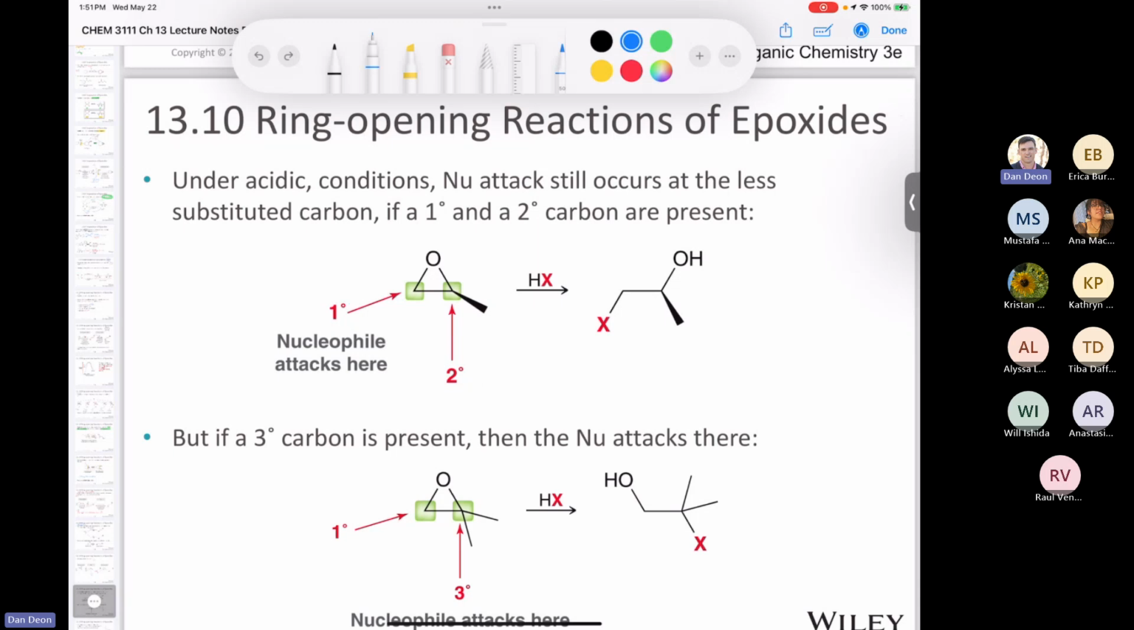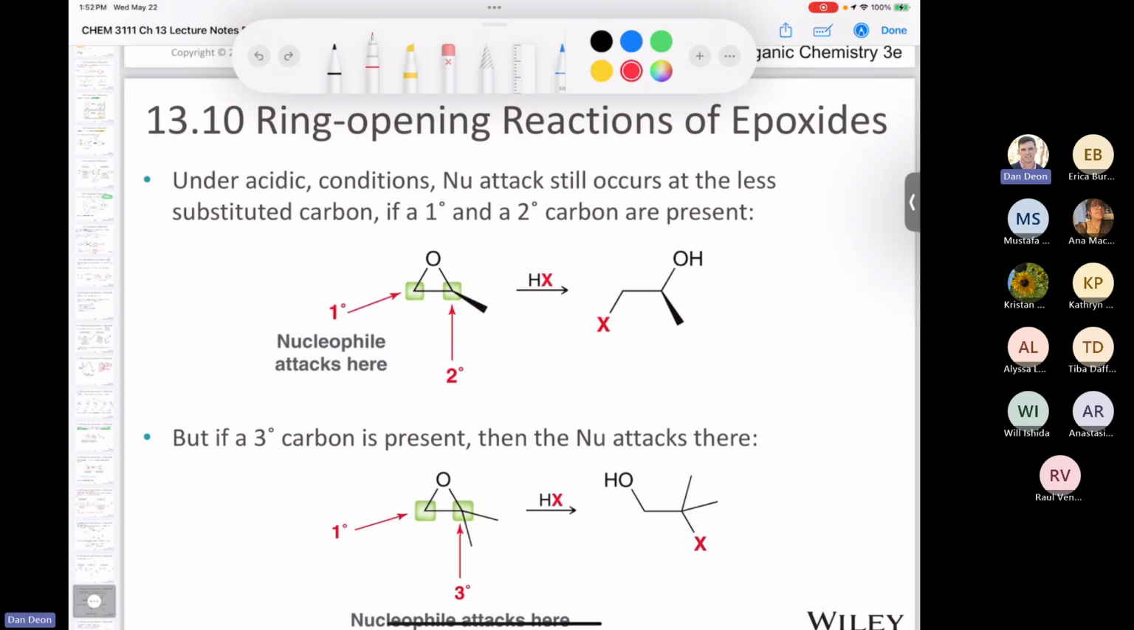I'm going to protonate it in the first step, right, with my HX. Now it's really susceptible to nucleophilic attack. The next step, X minus comes in, attacks the least hindered carbon, and then I end up with this as my product. Good. Okay, if you're with me on that, then we're solid, okay?